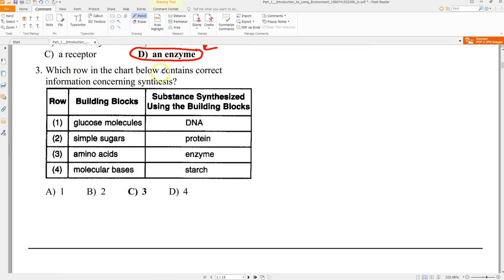Which row in the chart below contains correct information concerning synthesis? Remember, synthesis is to make, to take something simple and make it into something more complex. So let's see what our list is here.